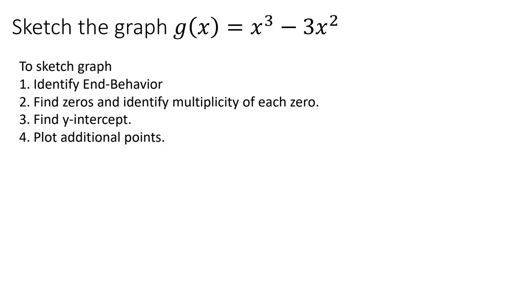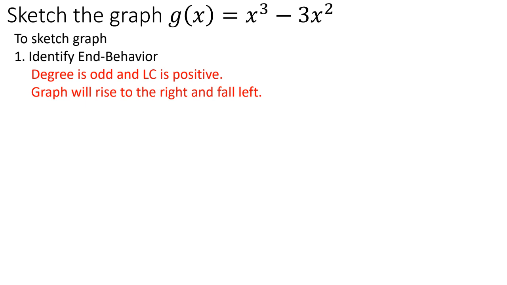So to sketch the graph, you need to identify the behavior. You need to find the zeros and identify the multiplicity and the y-intercept. And then you want to plot extra points. So first, let's look at the behavior. You have a cube, so that's odd, and the number in front of it is positive. So the behavior is going to be that the graph will rise to the right and fall to the left.